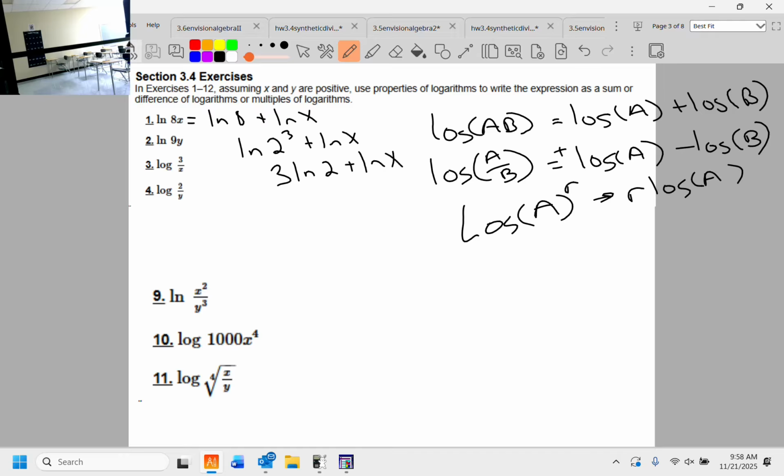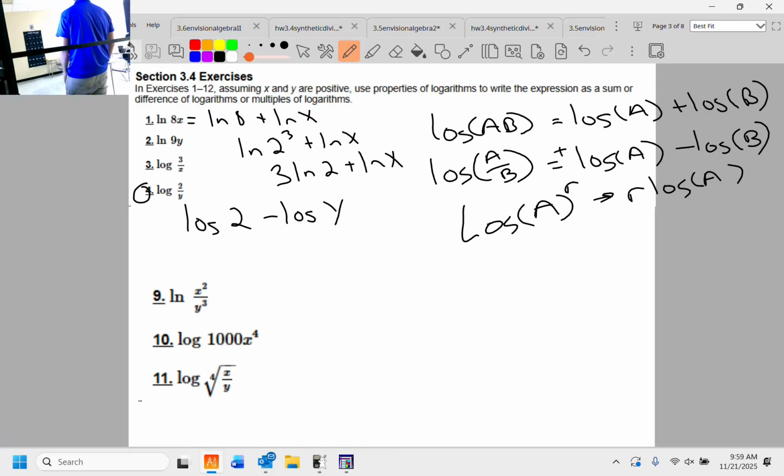I guess we'll look at 4. Not a whole lot to do with 4 really. But if you look at your rule about division, you break it apart with subtraction, right? So you'll have a single log of 2, take away a log of y. Is there anything else you can really do with that? Not really. Not that would make it look any prettier.